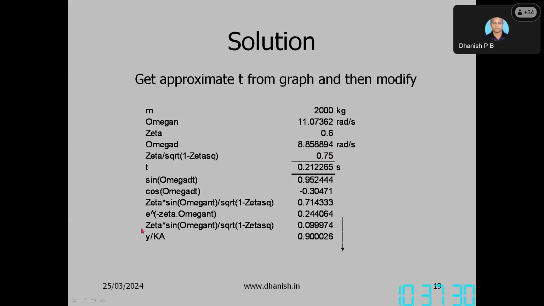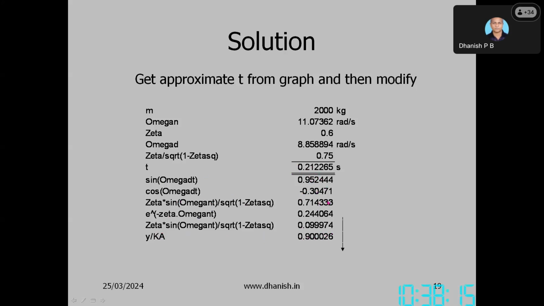And then we have to find out y by Ka. So for a particular t, you calculate sin omega d t, cos omega d t, and zeta into sin of omega d t by root of 1 minus zeta square, times e raised to minus zeta omega n t. All these you have to calculate and finally you get y by Ka. Now you have to try various values of t till you get the required value of y by Ka as 0.9. In Excel, you can change t using the function, or if you're using a calculator, you can use solve.